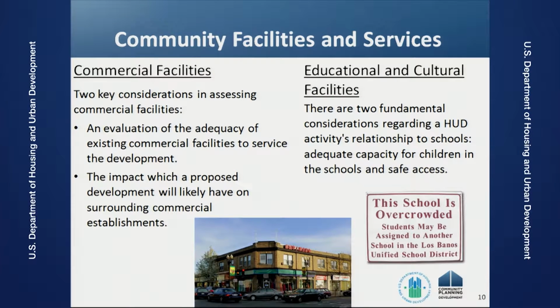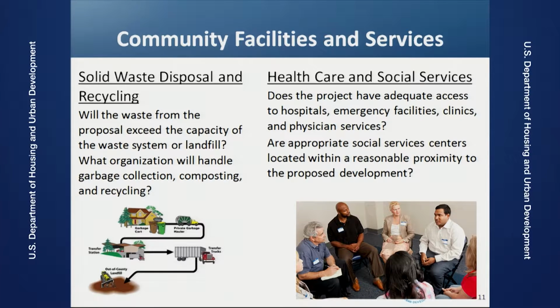Okay, so under community facilities and services, what types and amounts of waste are being generated as construction debris? What organization will handle garbage collection, composting, and recycling? Will the waste from the proposal exceed the capacity of the waste system or landfill? Will the increase in population from the proposed development increase the need for area healthcare services beyond current capacities? Are there social services located on-site or within a convenient and reasonable distance to residents of the proposed project? And is adequate public transportation available from the project to these services?